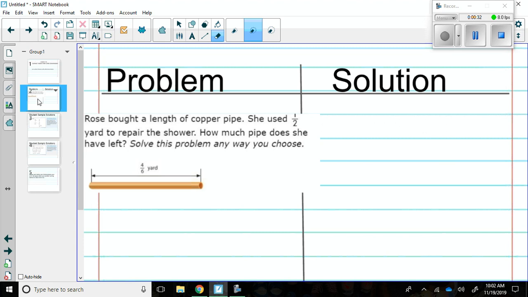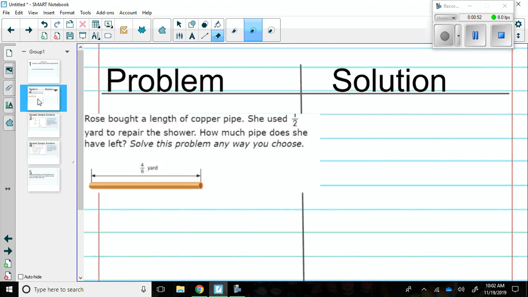Today's solve and share problem is: Rose bought a length of copper pipe. She used half a yard to repair the shower. How much pipe does she have left? Solve this problem any way you choose. Anytime I have a word problem, we know we want to use cubes to solve correctly.